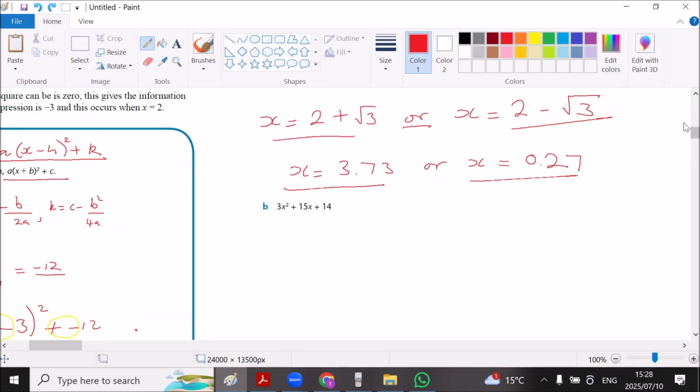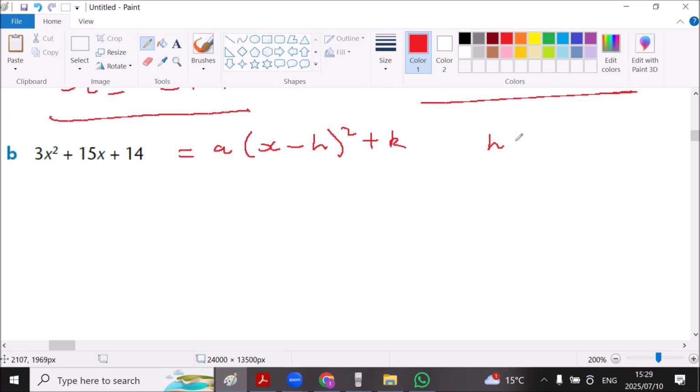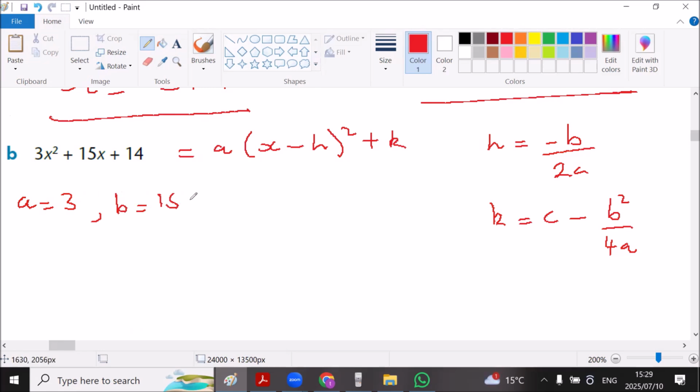Now let's look at b. We want to express this in the form a(x minus h) squared plus k, where h is equal to minus b over 2a and k is equal to c minus b squared over 4a. Now from here we can say a is equal to 3, b is equal to 15, c is equal to 14. So we use these values to find h and k.